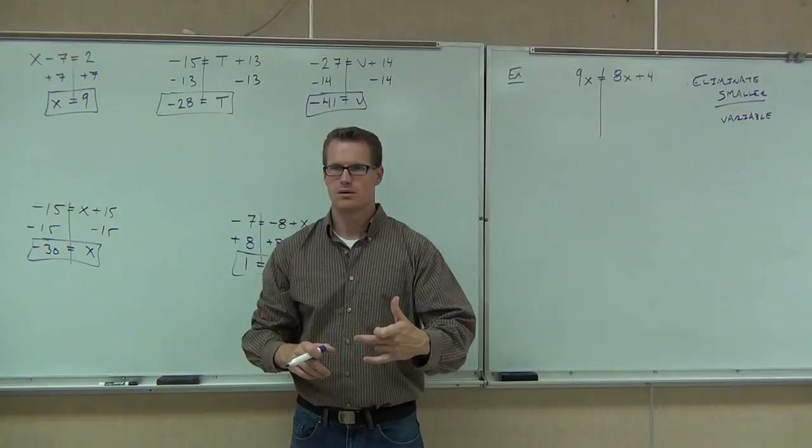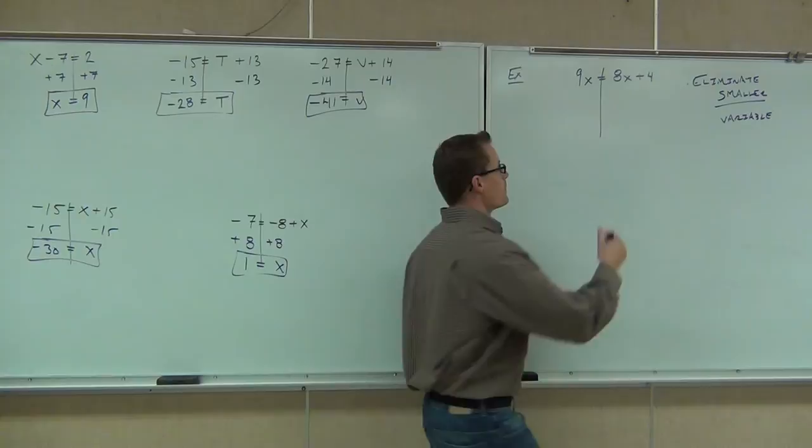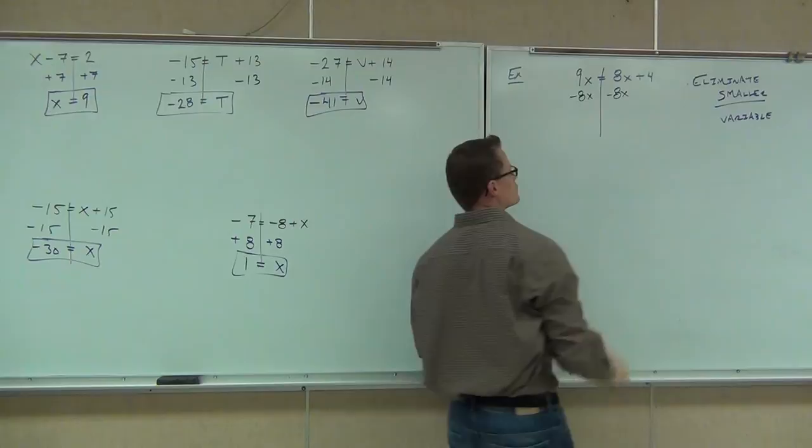So eliminate the smaller variable. Oh my gosh, how do I get rid of 8x? We're trying to get rid of positive 8x. What do I need to do? Subtract 8x. Let's do that. If I subtract 8x here, I must also subtract 8x from the left-hand side. Well, let's think about that.